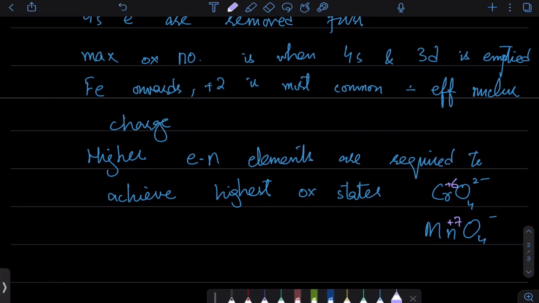A couple of questions that you need to be able to answer: what's the configuration of copper +1 or configuration of nickel +2? ये आपको आनी चाहिए. Why are scandium and zinc not considered transition metals? Why does manganese go up to +7 only? उससे ऊपर क्यों नहीं जाता है?